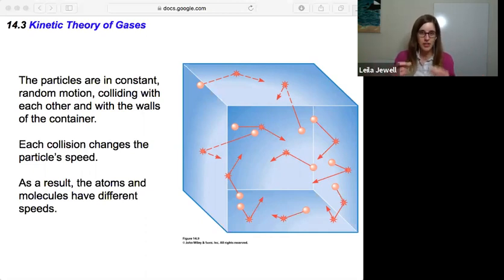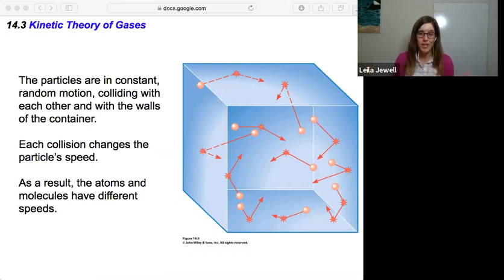So it turns out the gas molecules or particles are in constant random motion, flying all over the place. If you contain them in a box, they're colliding with each other, colliding with the walls of the container, and each time they collide, that's going to change the particle's speed. It's still an elastic collision, right? But it's going to affect it. The other one might suddenly gain a ton of speed while the one is moving much more slowly now. So as a result, the atoms and molecules all have different speeds, right?